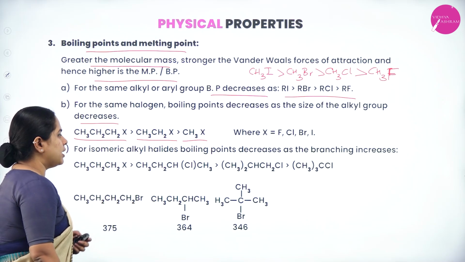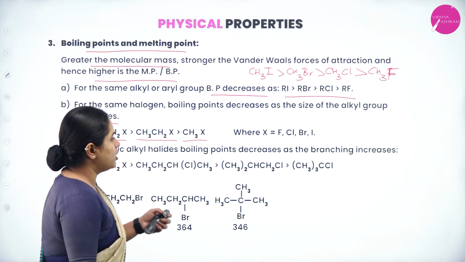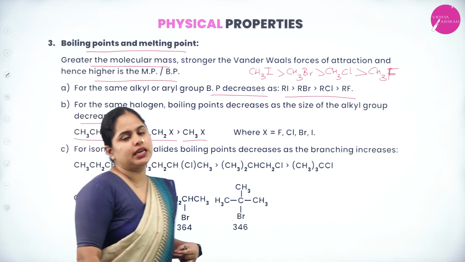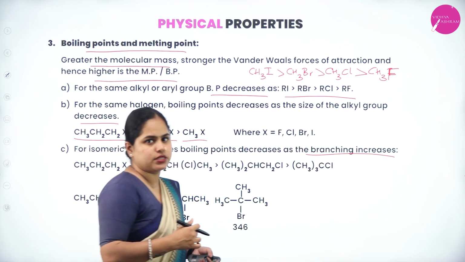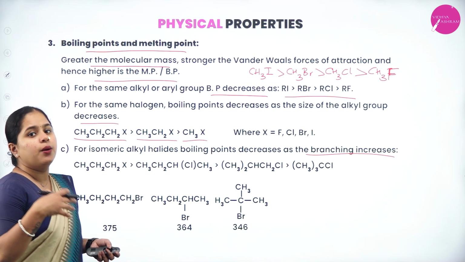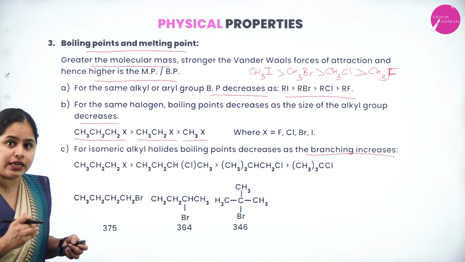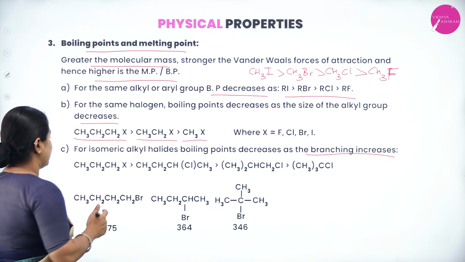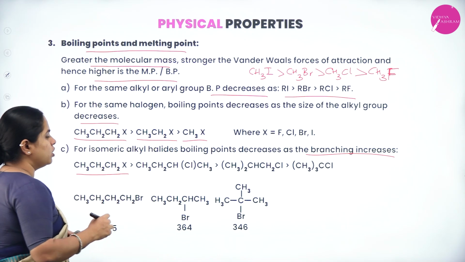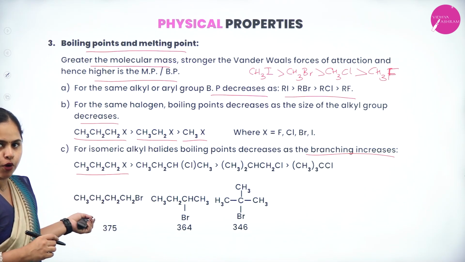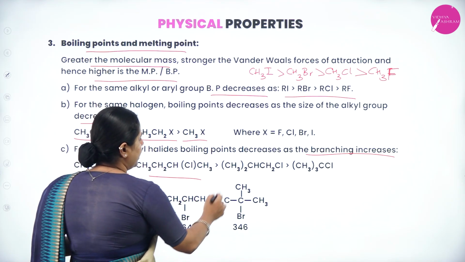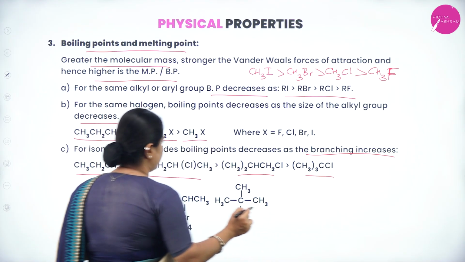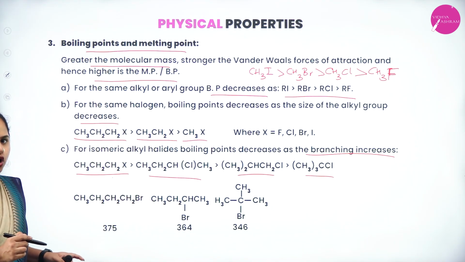Now for isomeric alkyl halides, boiling point decreases as the branching increases. Now this is important. As branching increases, what happens? As branching increases, boiling point and melting point decrease. Now why is that? Let's see. The first one, CH3, CH2, CH2X, is propyl halide. Now this is one form, another isomeric form, another isomeric form, another isomeric form. So this is the order in which their boiling point is present.